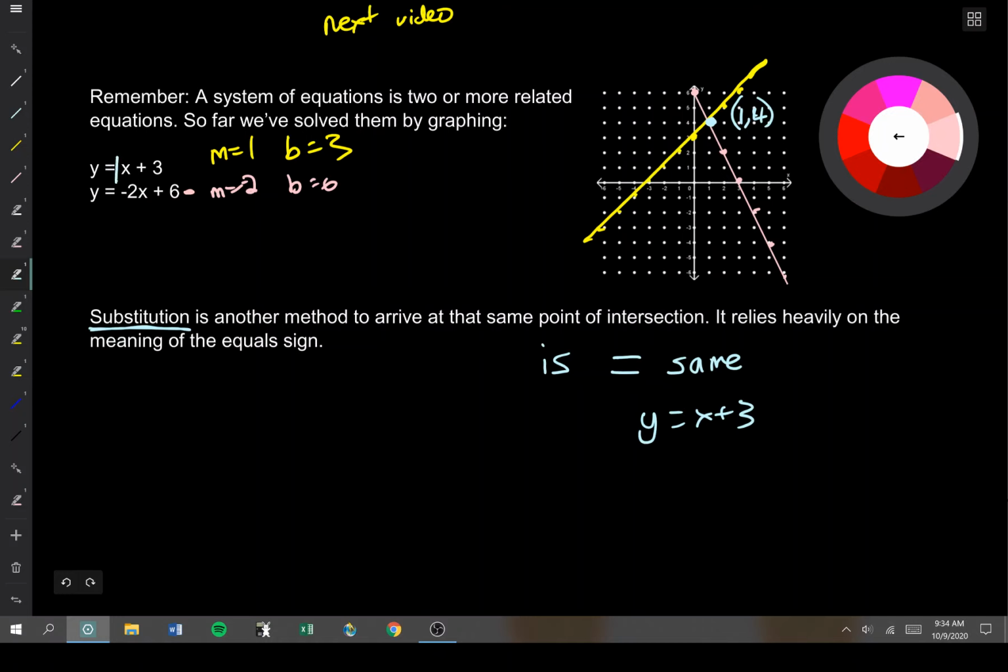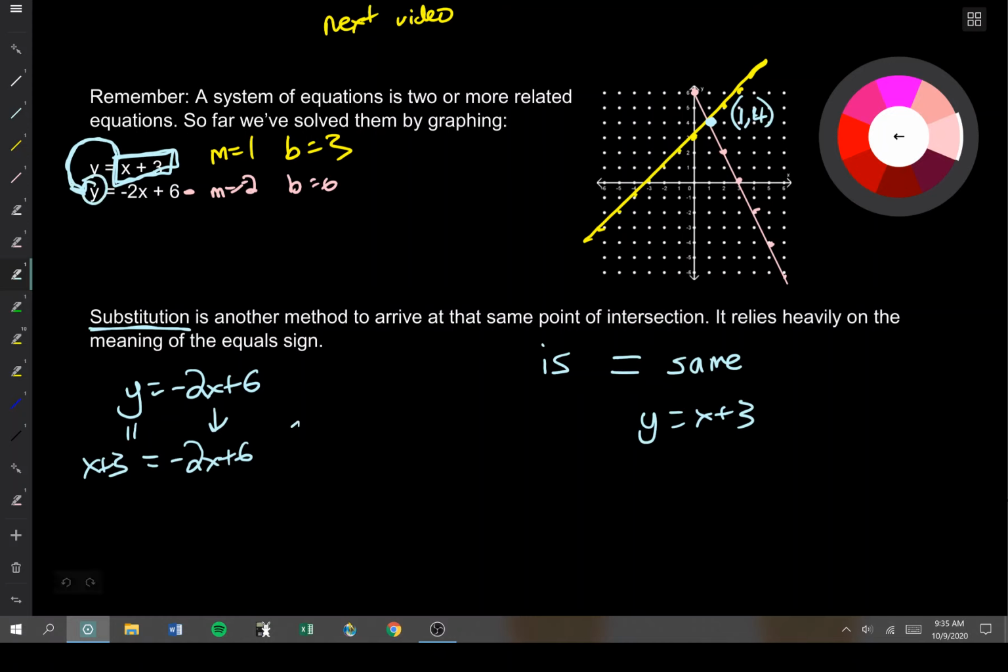Well, since I know that y is the same as x plus 3, I can take this x plus 3 and plug it into the other equation's y. So I can take the equation y equals negative 2x plus 6, but then recognize I know that y is really equal to, I'm going to draw a downwards equal sign here, y is really equal to x plus 3. So I can say x plus 3 equals negative 2x plus 6. I took this x plus 3 right here and plugged it into this y.